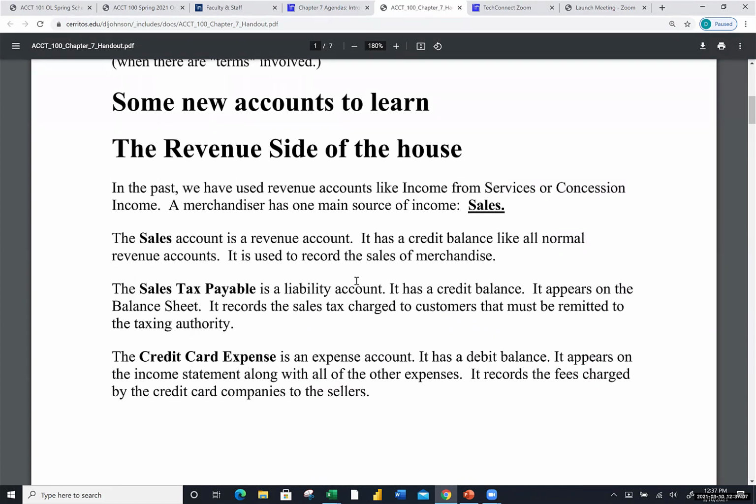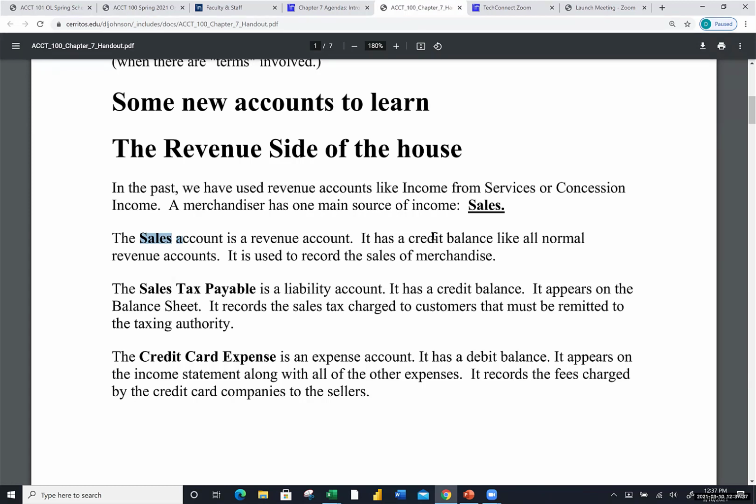And the very first exercise we do in here today is going to be dealing with these accounts. So let me go ahead and talk about them, and then we'll jump into the exercise and see how much we remember. So sales is the major revenue account for any type of a merchandiser. If you think of Target or Walmart or Home Depot, they don't have fees income. They have sales. So sales now is the major revenue account that we're going to be working with.